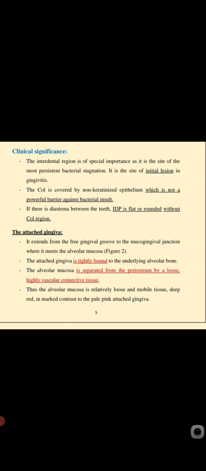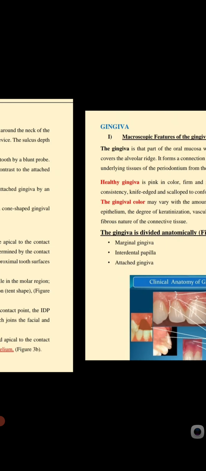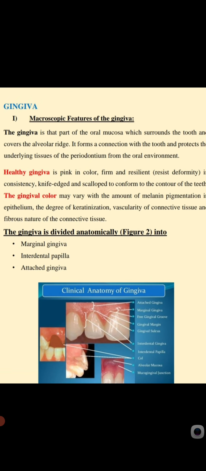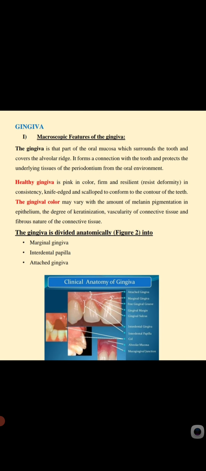Now come to the attached gingiva. Attached gingiva extends from the free gingival groove to the mucogingival junction where it meets the alveolar mucosa. Here is the mucogingival junction. In the diagram below, in red color, the attached gingiva starts from the mucogingival junction and goes toward the free gingiva, or starts from the free gingival groove and ends at the mucogingival junction.